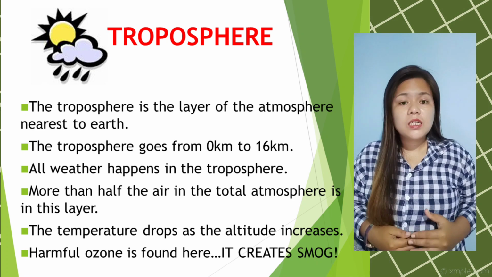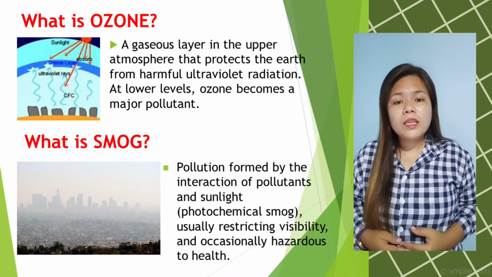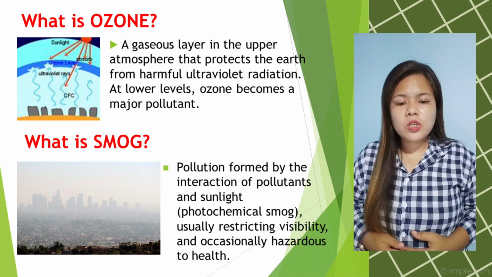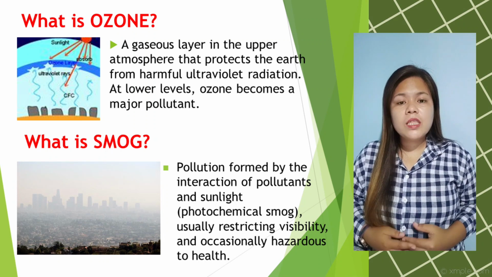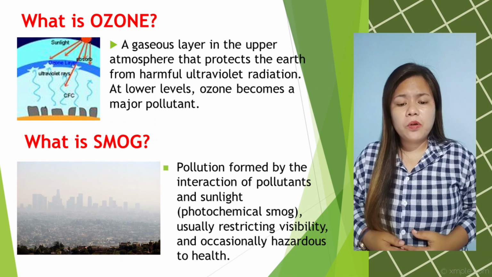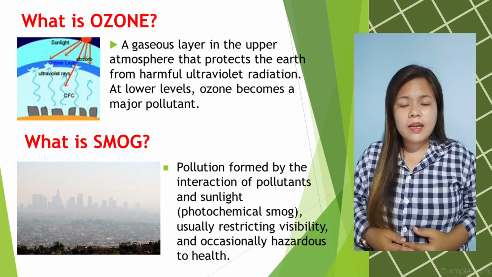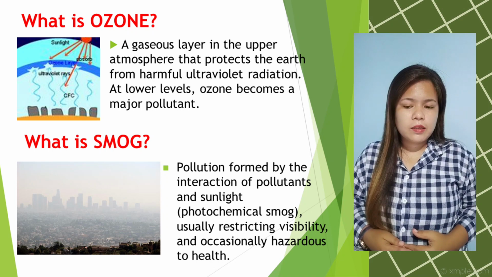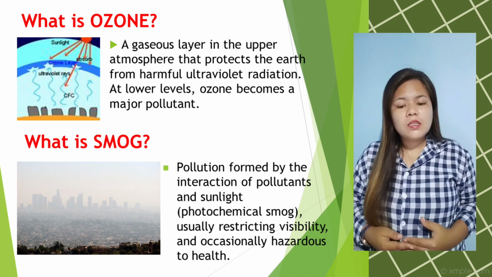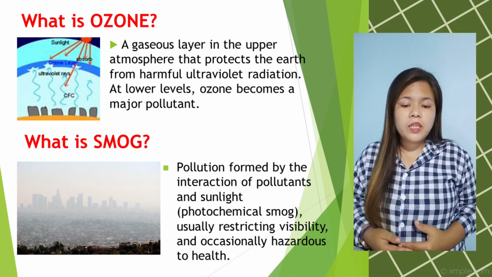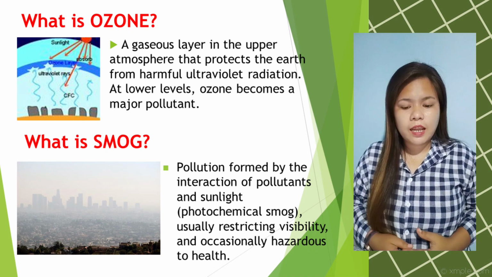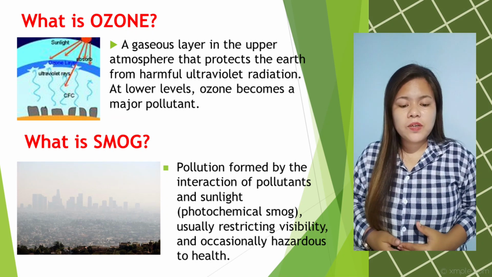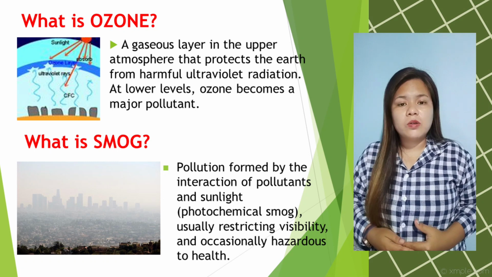It creates smog. By the way, what is ozone and what is smog? Ozone is a gaseous layer in the upper atmosphere that protects the Earth from harmful ultraviolet radiation. At lower levels, ozone becomes a major pollutant. And what is smog? Smog is a pollution formed by the interaction of pollutants and sunlight, or the photochemical smog, usually restricting visibility and occasionally hazardous to health.